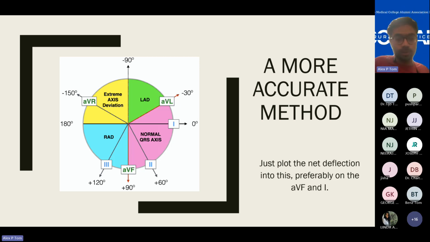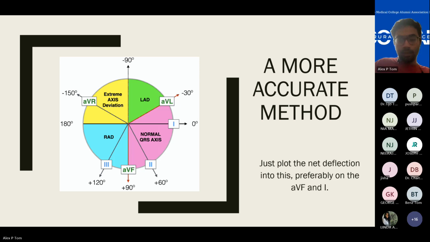So the most important thing in axis determination, just to keep it very simple, is to remember this diagram where these leads are sitting, and then look at each of these leads and see what is happening in each lead. Is the net QRS complex deflection positive or negative? Then you will be able to figure out what the axis of the ECG is.